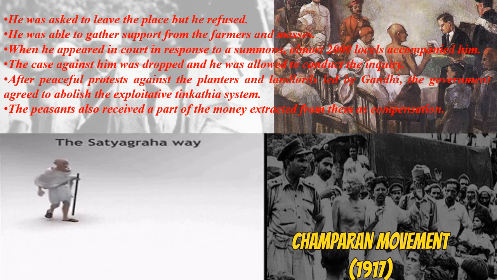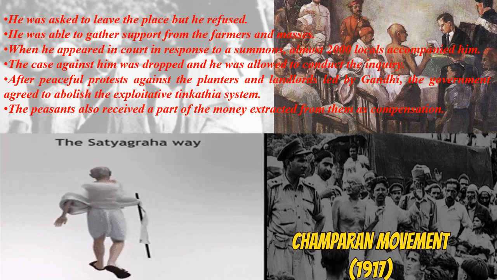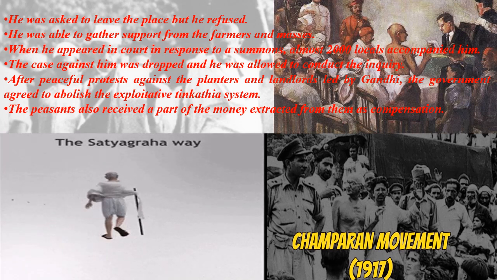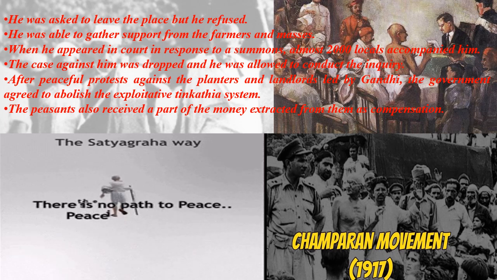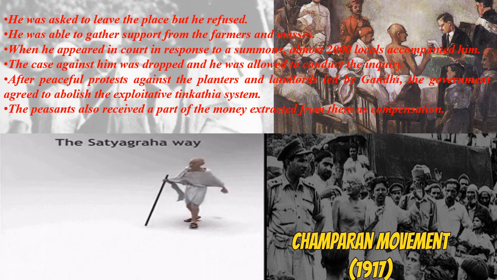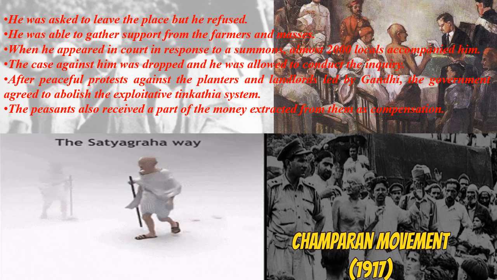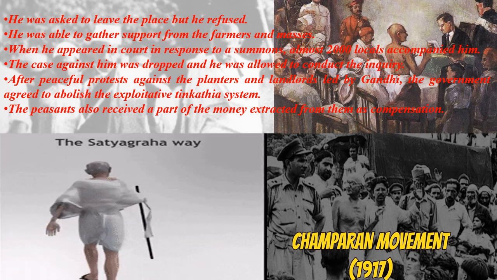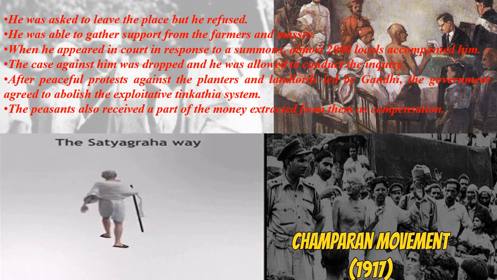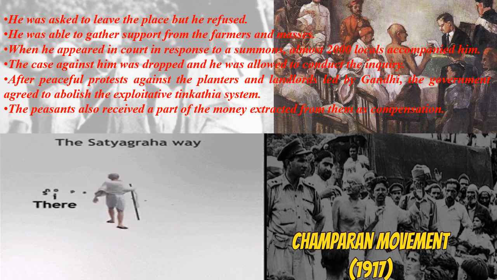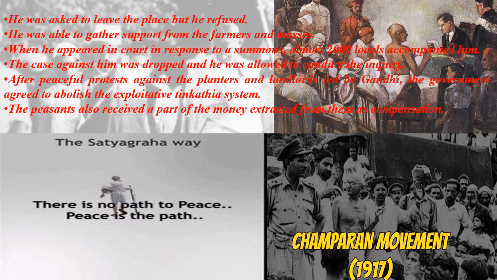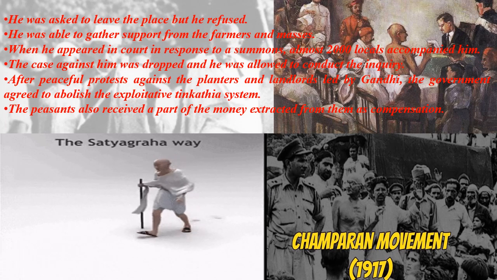After peaceful protest against the planters and the landlords led by Gandhiji, the government agreed to abolish the exploitative Tinkathia system. The peasants also received a part of the money extracted from them as compensation. The Champaran struggle is called the first experiment on satyagraha by Gandhiji, and later the Ahmedabad Mills strike and the Kheda satyagraha occurred. It was during this time that Gandhiji was given the name Bapu and Mahatma by the people.